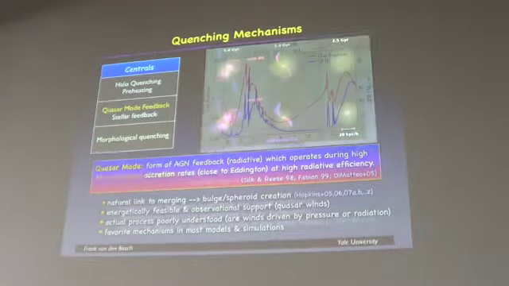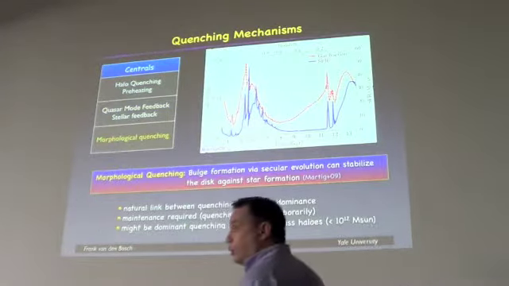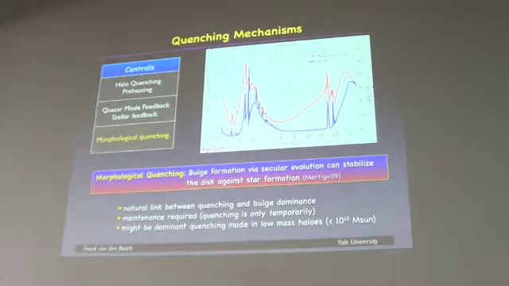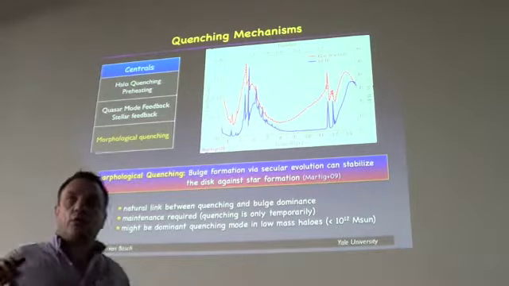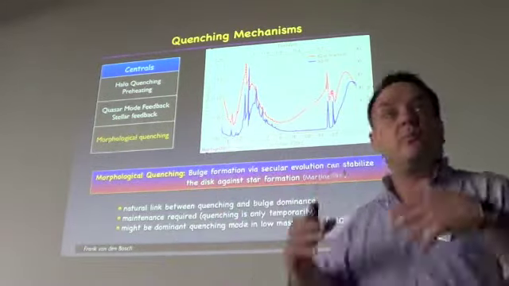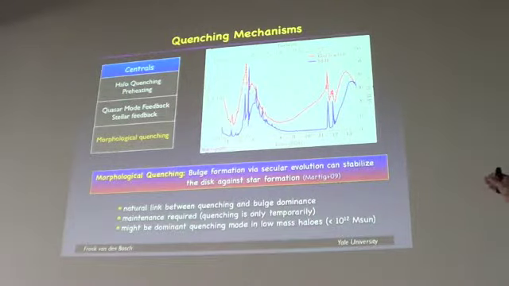The next mechanism I wanted to talk about is morphological quenching, which was brought forward by Martin Martig. The idea here is that bulge formation via a secular or semi-secular process, or even by minor merging, can stabilize a disk against star formation.